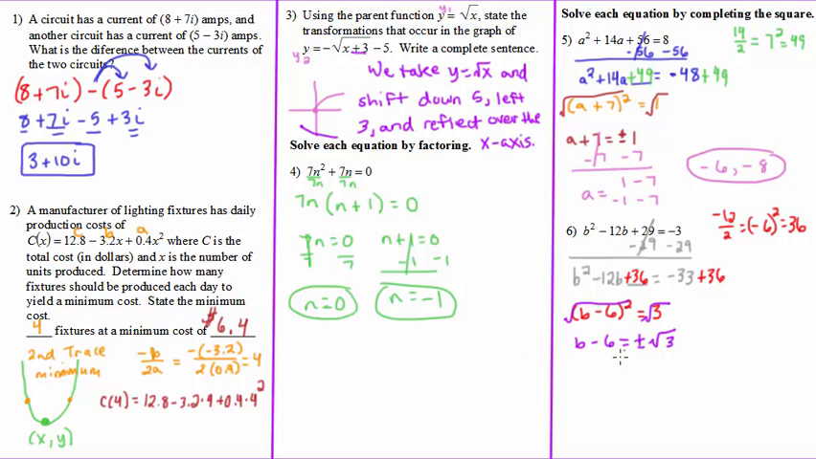And then I just need to add the 6 to both sides. And remember, you can't add a number and a square root together. You have to keep them separate. So this is 6 plus or minus the square root of 3. And that does have two answers, because that's really saying 6 plus the square root of 3 and 6 minus the square root of 3.